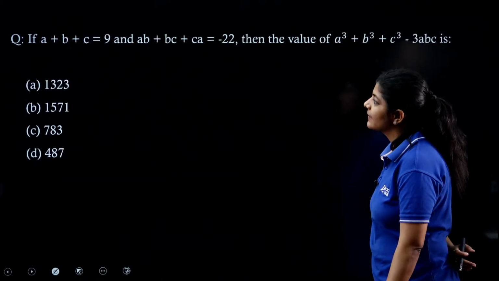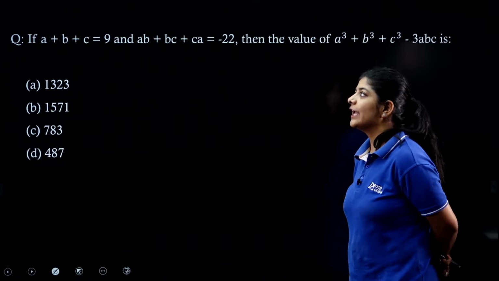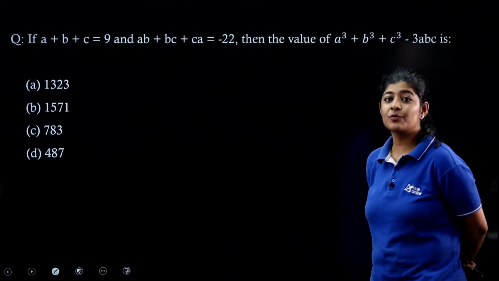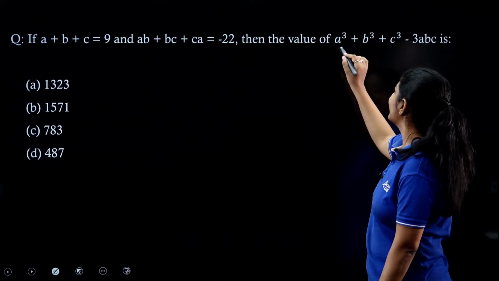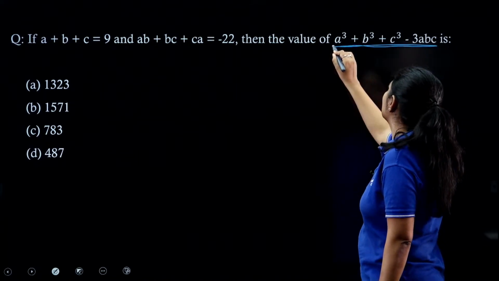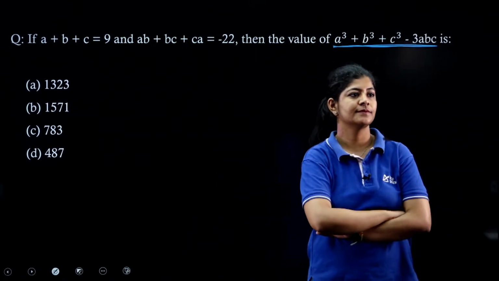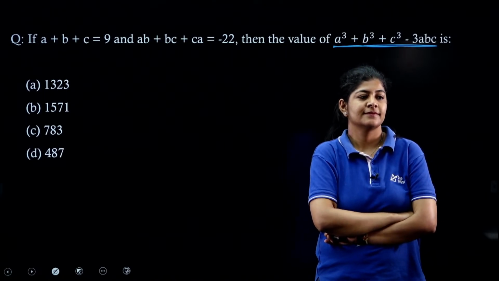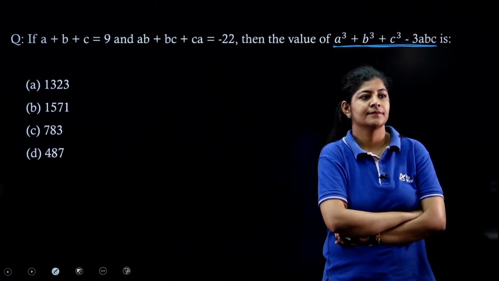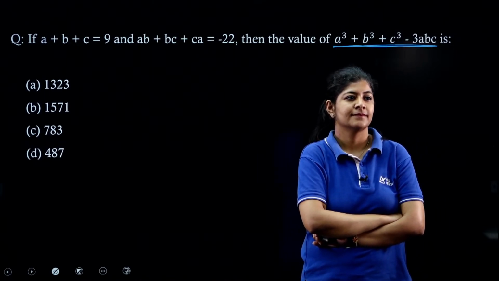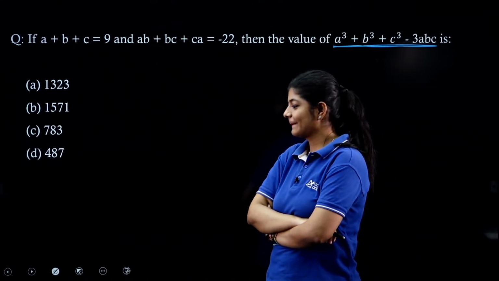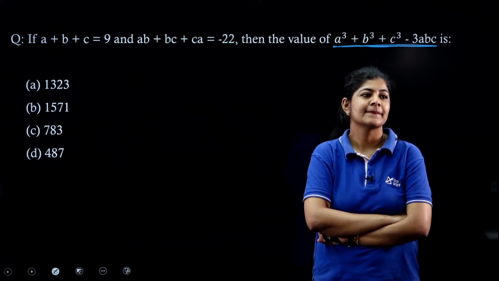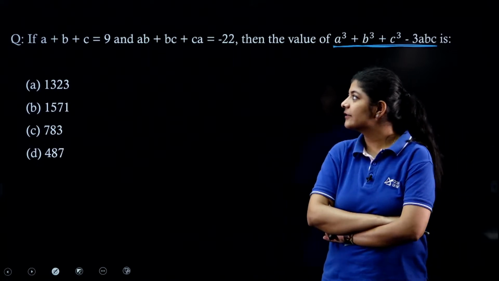This is a very simple one. Next. The next question says that if A plus B plus C is equals to 9 and AB plus BC plus CA is equals to minus 22, then the value of A cube plus B cube plus C cube minus 3ABC is what? What answer are we getting?